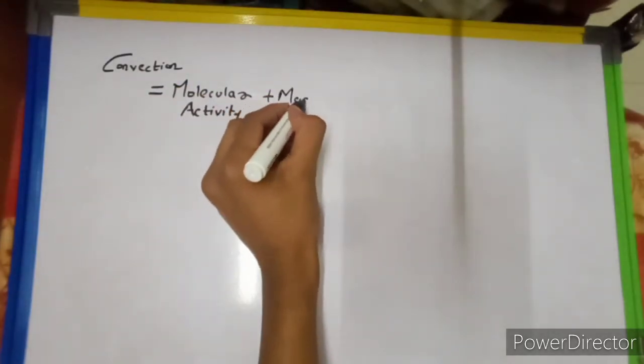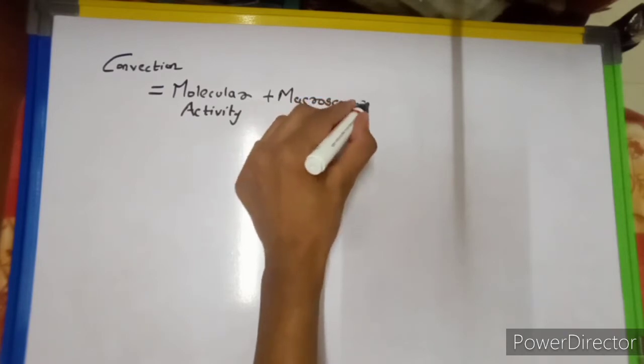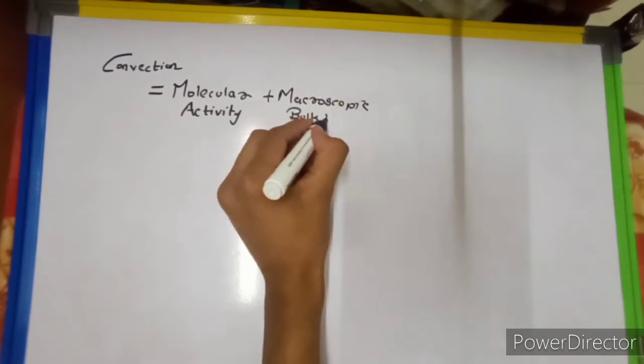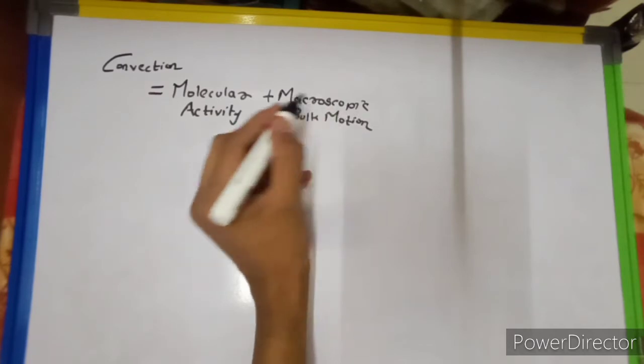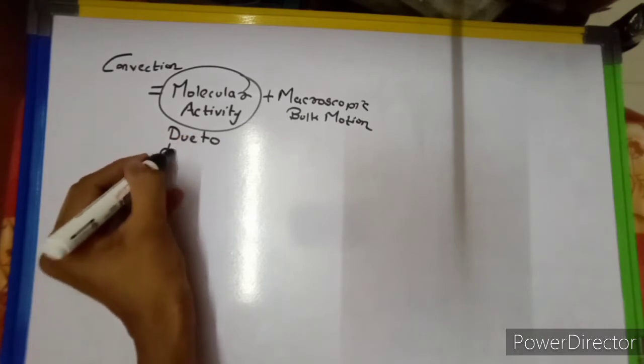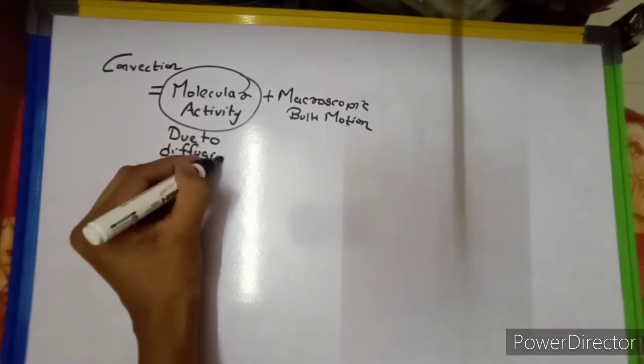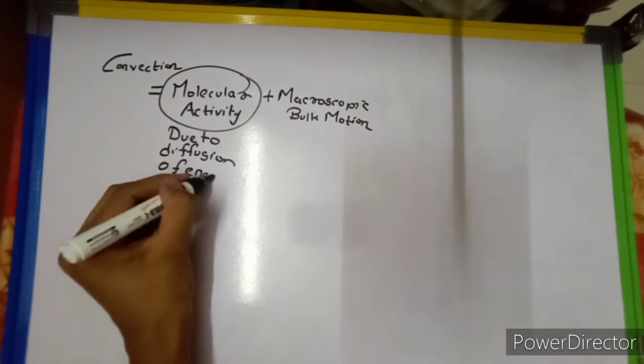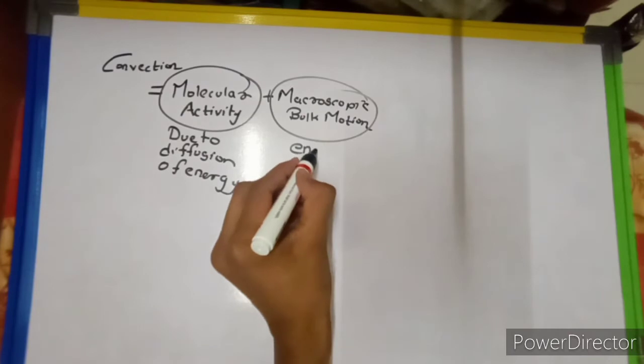So convection is equal to molecular activity plus macroscopic bulk motion. So why does molecular activity take place? Due to diffusion of energy, and here energy transfer.